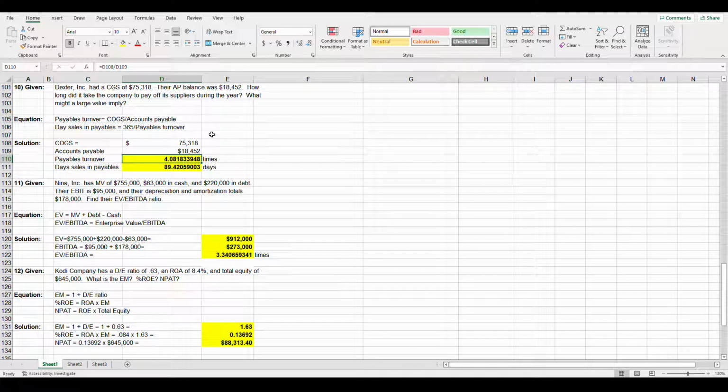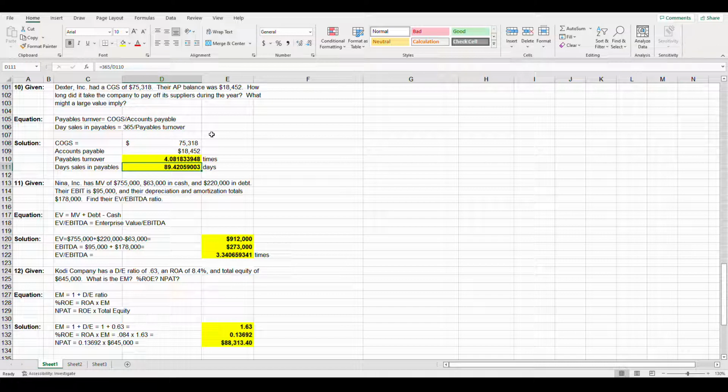and your payables turnover is equal to your cost of goods sold, which is D108, divided by D109, 18,452, or your accounts payable, and I get a turnover of 4.08 times. I turn over my accounts payable 4.08 times per year. How many days sales are out there in payables? I take 365 divided by cell D110, or my payables turnover, and I get 89.42 days.